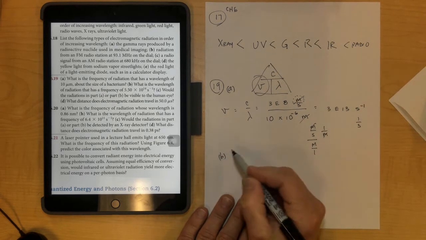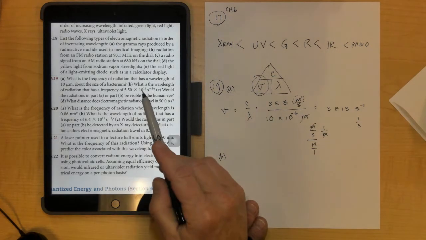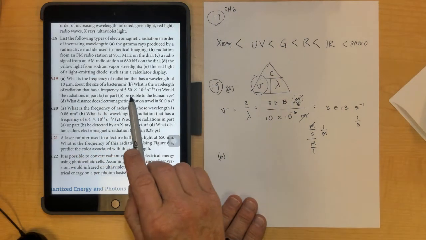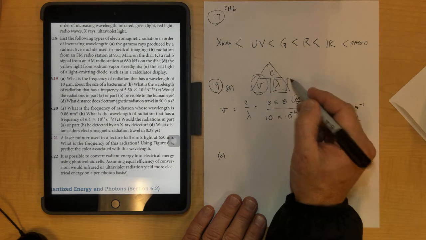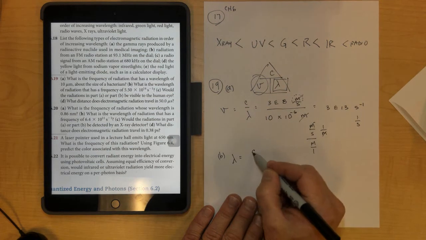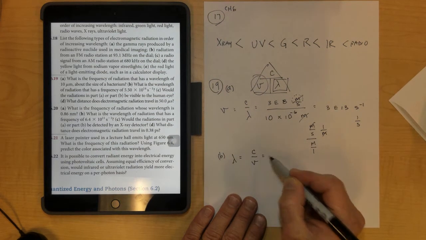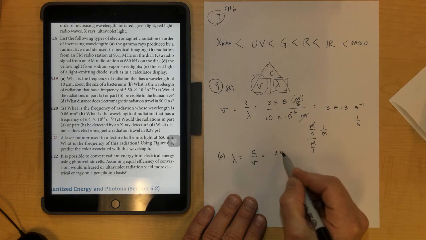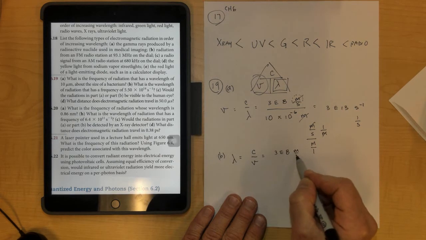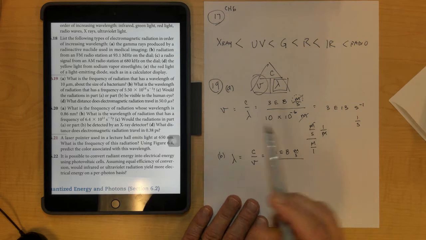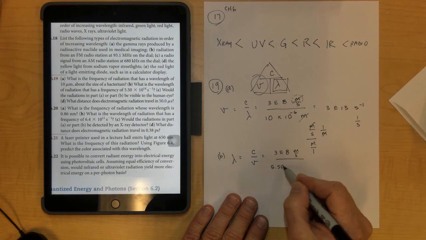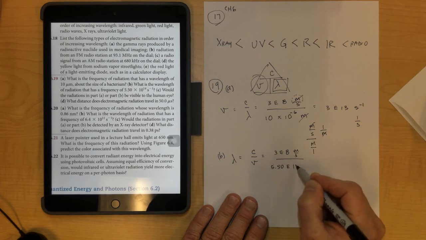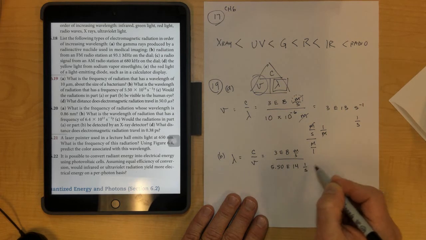Letter B, what is the wavelength of radiation that has a frequency of, so now we're given the frequency and it wants us to find wavelength, so wavelength is equal to c divided by nu. C, once again, is 3 times 10 to the 8th meters per second, and then nu is 5.5 times 10 to the 14th per second, so 1 over seconds.